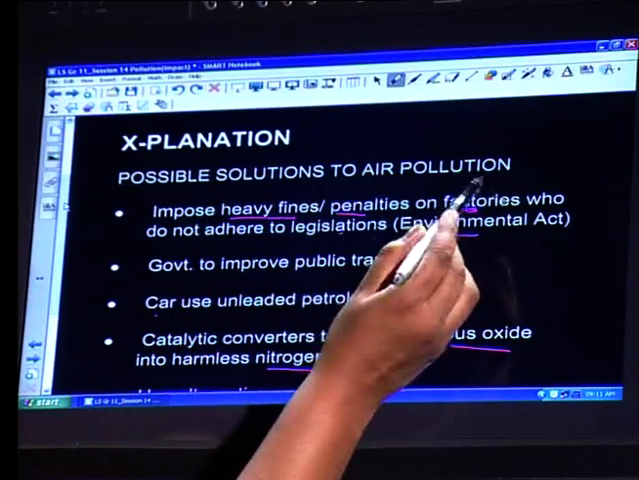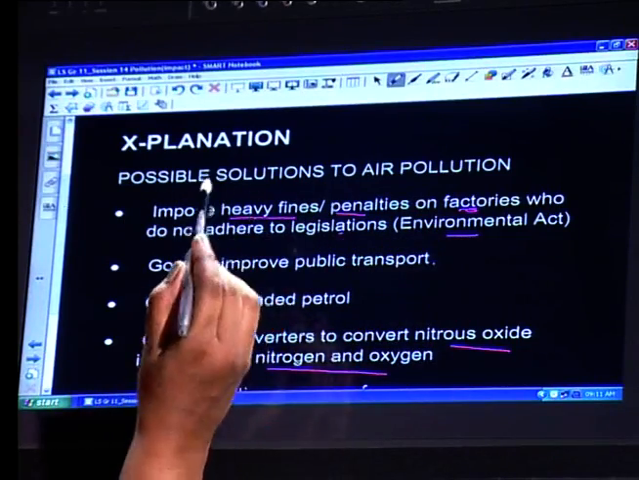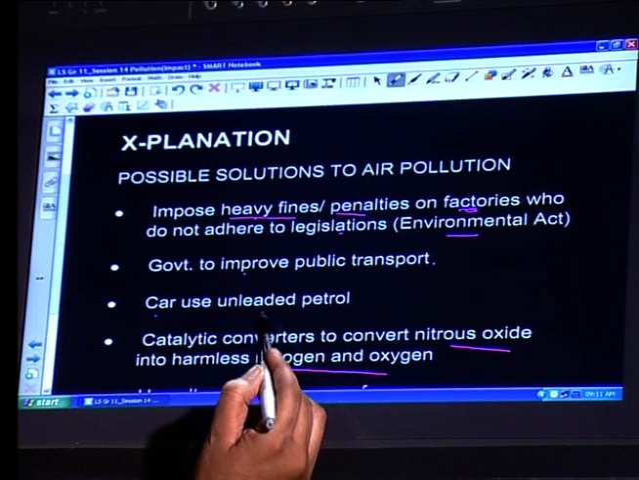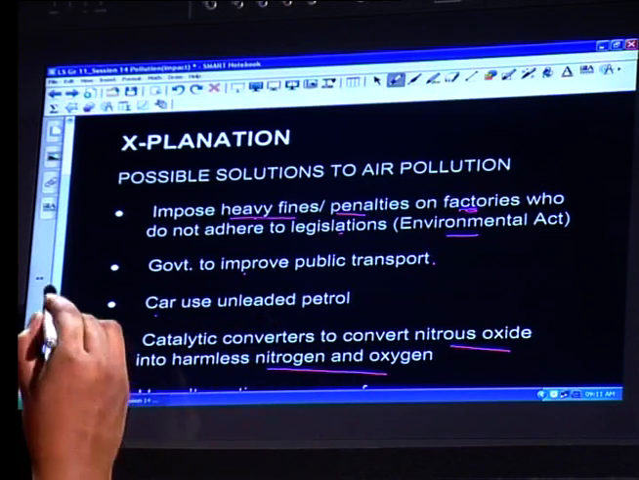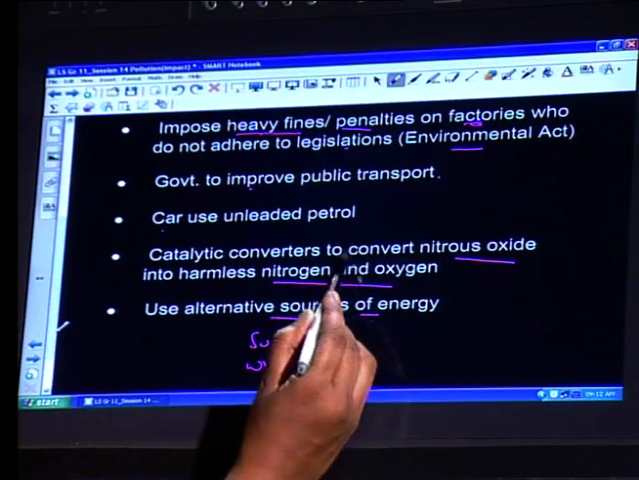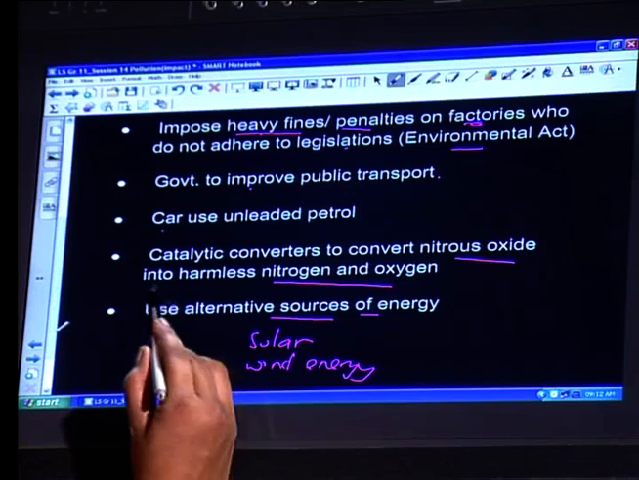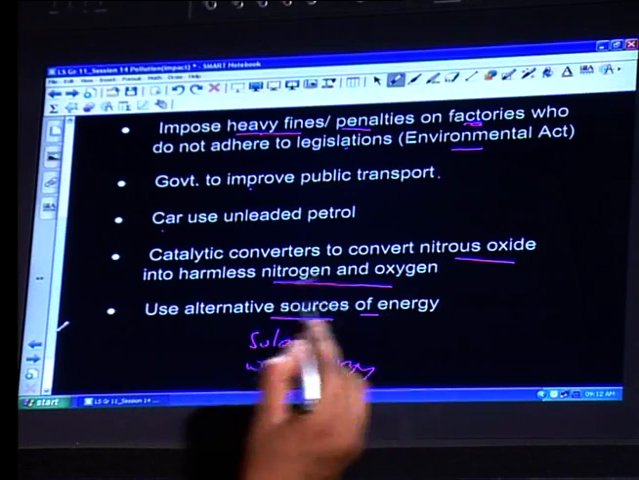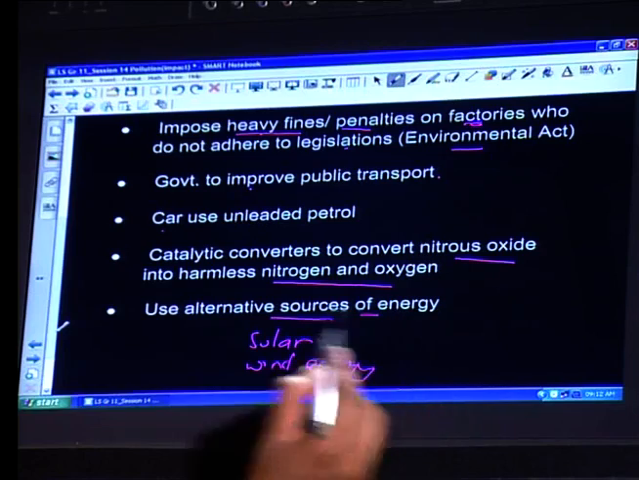So let's just revise the solutions one more time. Possible solutions to air pollution. You impose heavy fines. Government to improve public transport. Use unleaded petrol. Catalytic converters to convert nitrous oxide into harmless nitrogen and oxygen. Use alternative sources of energy.